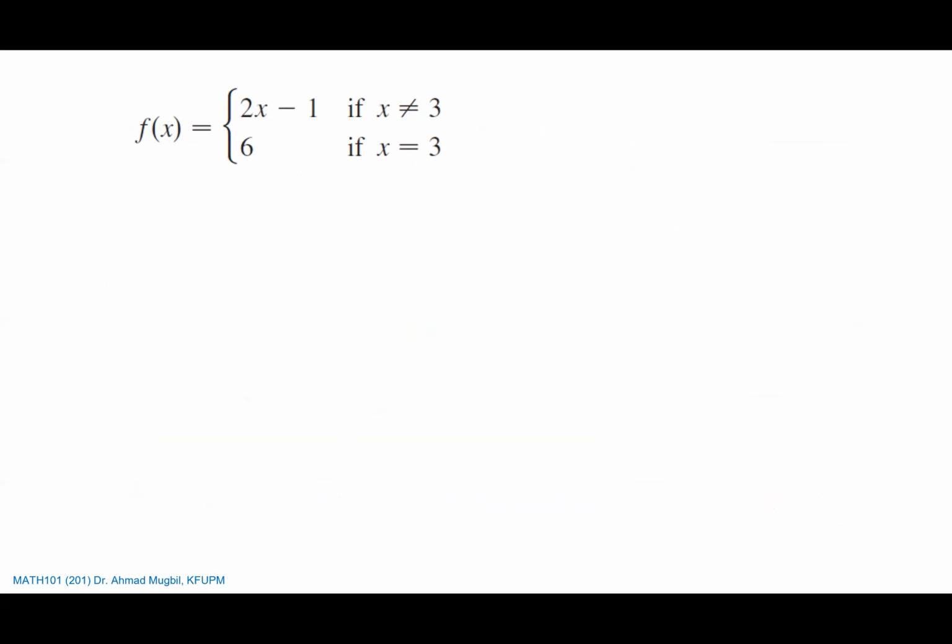Look at this function. It is a piecewise defined function. Can you tell me, Shabab, what is the limit of this function when x approaches 3? Is it 6 or 5? It is not 6, ya Shabab. It's 5.